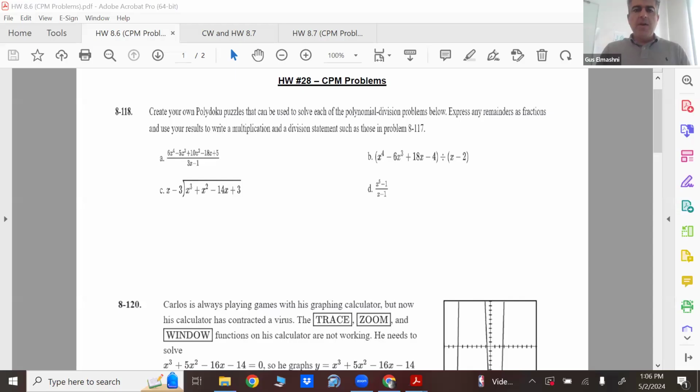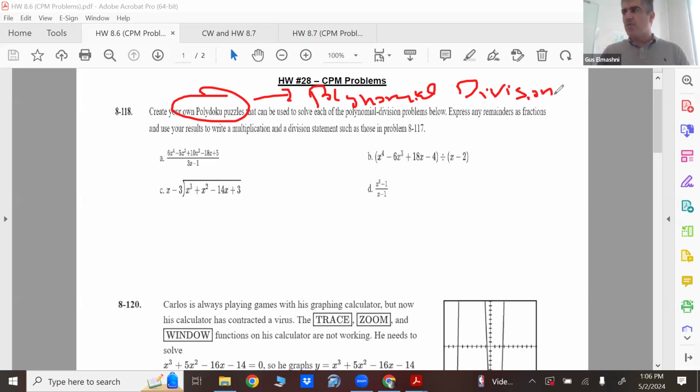Okay, so here's how the Polodoku puzzle works. It's a way of doing polynomial division. You guys have multiplied polynomials in the past, like foiling, right? You guys have added, subtracted, combined like terms. The division part's kind of weird, but really, it's just factoring. That's really what it just is.